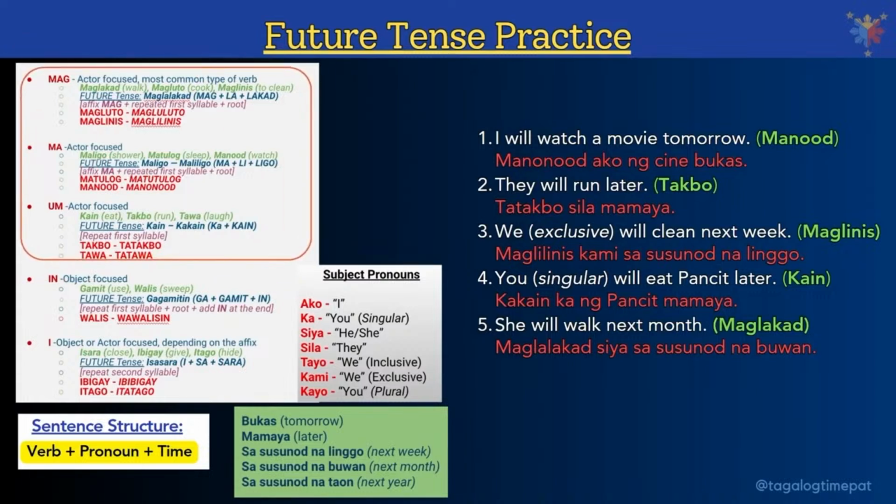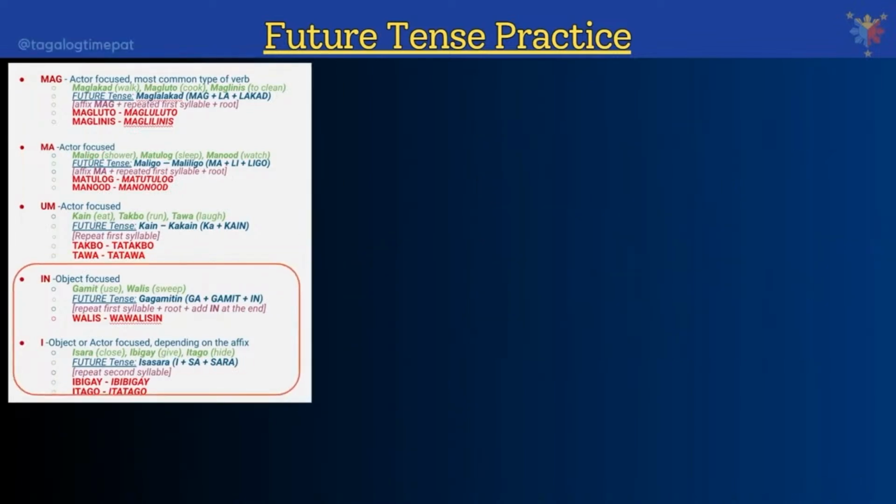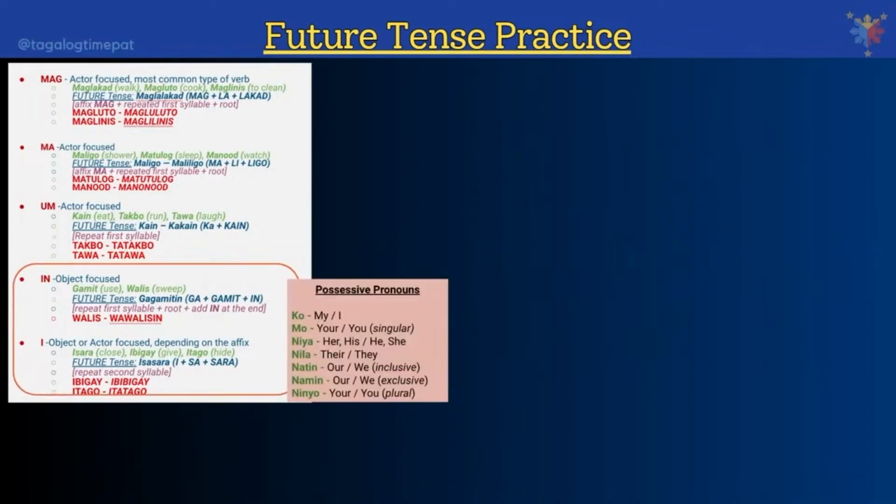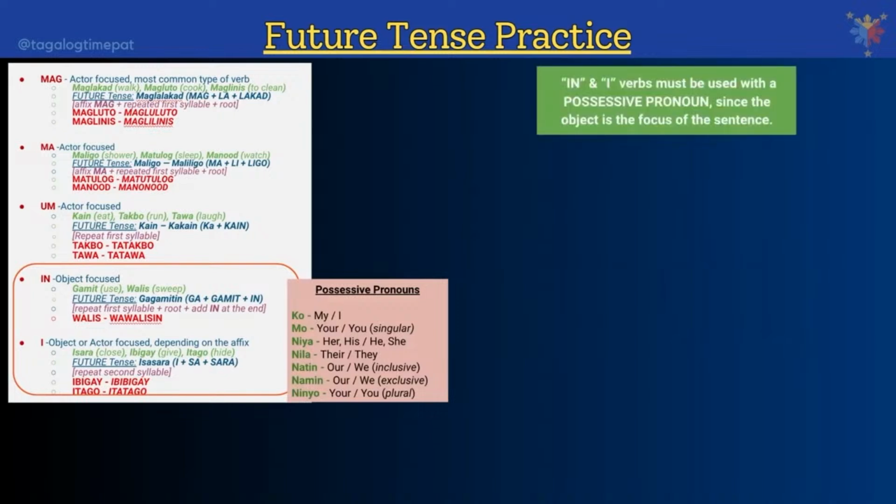Again, these examples focus on the mag, ma, and verbs. Since they are actor-focused, we can use subject pronouns. But if we want to use in or e-verbs, we actually have to use possessive pronouns. Remember, when we are using object-focused verbs, we have to use a possessive pronoun because it's almost like the subject or the person is in possession of that object.